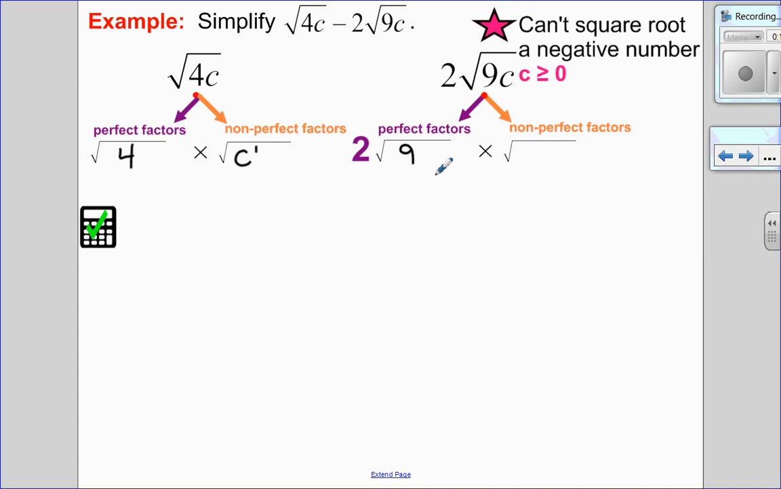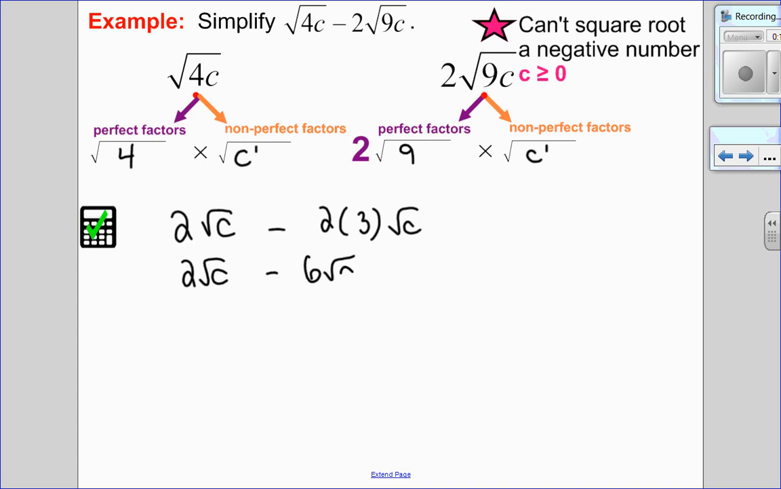9 is a perfect factor, and again, c to the exponent of 1 is not a perfect factor. The first perfect factor would be c squared. Okay, so square root of 4 is 2 root c, minus 2 times the square root of 9 is 3 root c. So this is really 2 root c minus 6 root c.